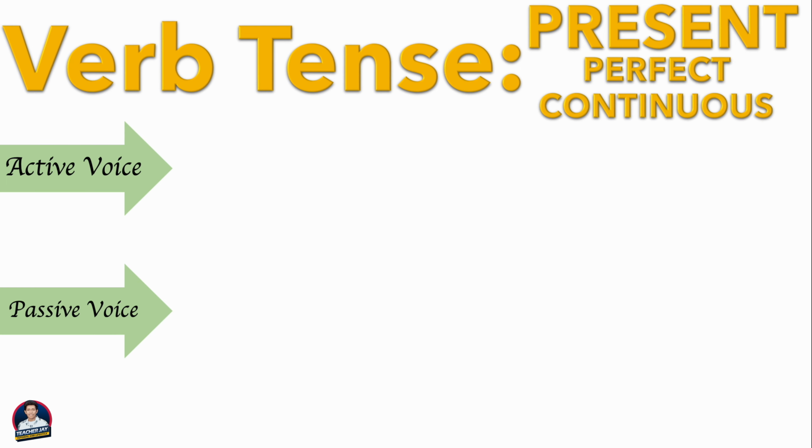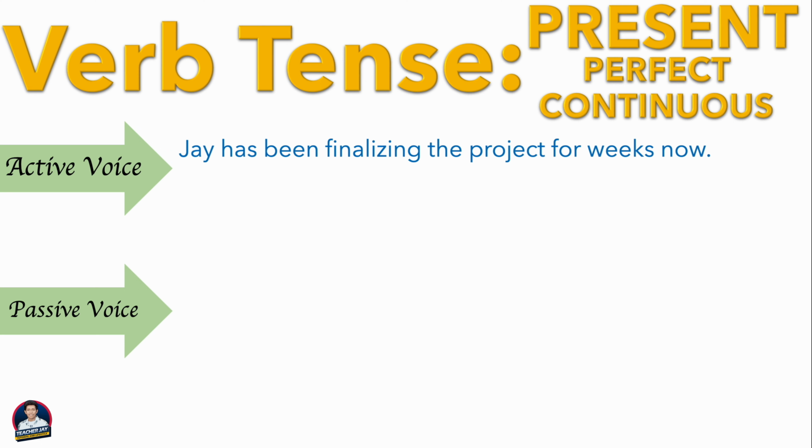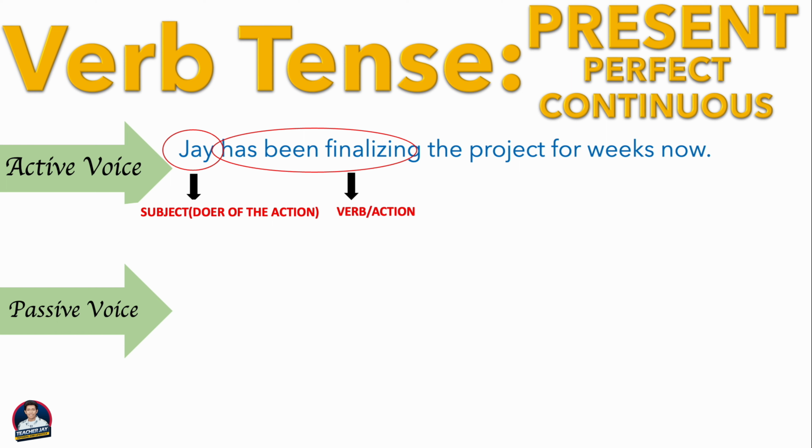Let's have another example of an active voice using the present perfect continuous, or progressive, tense. Jay has been finalizing the project 4 weeks now. In this example, we have Jay as our subject, the one who performs the action, which is has been finalizing. So that's our verb or action here. And the project is our direct object, or the one that receives the action.